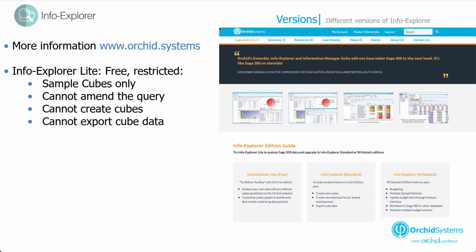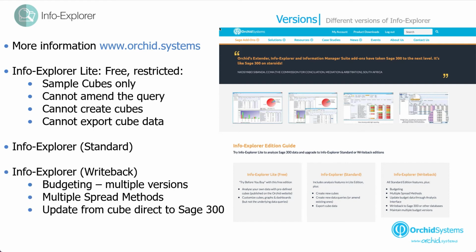That means you can't amend the query, add new fields, you cannot create new cubes, and you cannot export the cube data. The standard Info Explorer license allows you all the functionality I have demonstrated and more. You can access the sample cubes, you can amend the queries in the sample cubes, and you can create your own cubes and export the cube data. There's also an Info Explorer edition with a write-back license, which allows you to do top-down and bottom-up budgeting based on your current data, and at a single click of a button, update Sage 300 directly with this data.